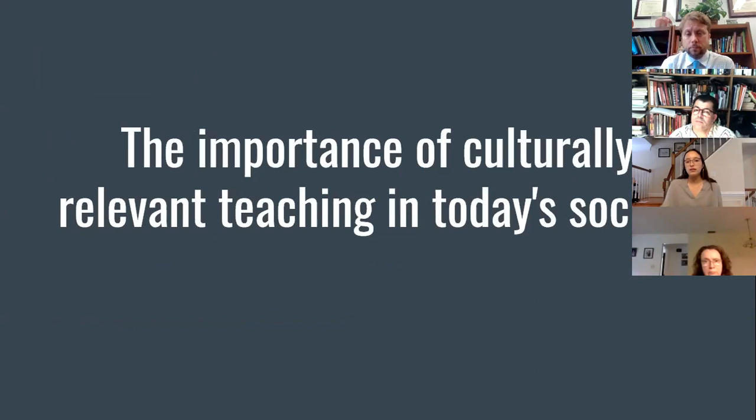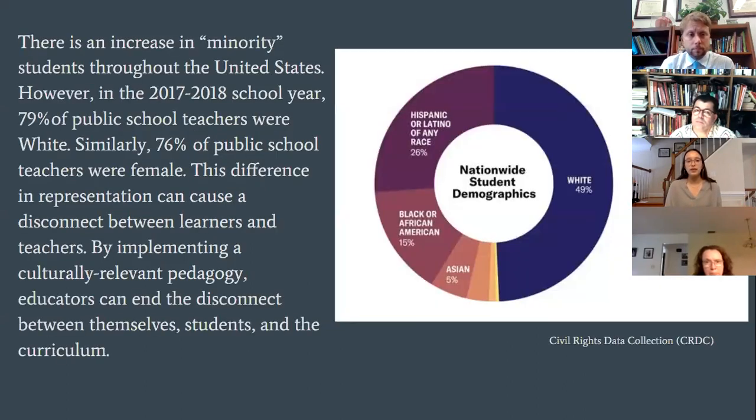So what is the importance of culturally relevant teaching in today's society? Well, as a country, we are known as the melting pot, and this is becoming more and more true as the years go by. There is an increase of minority students in the United States, as you can tell from the graph on the right.